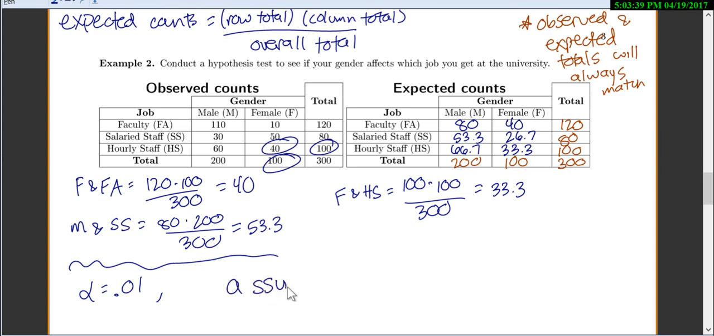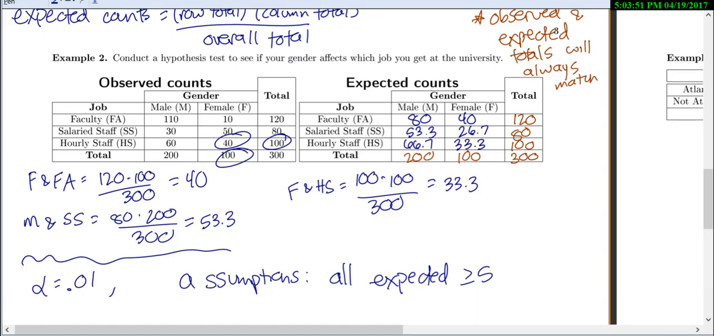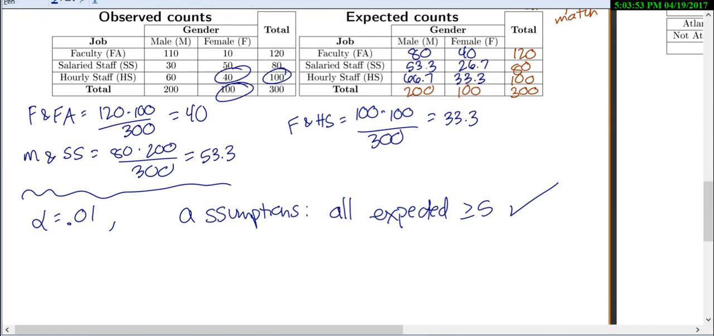Let's check our assumptions, which is that all expected counts are at least 5. Let's see, 80, 40, 53, etc. Those are all pretty big. So we're good there.